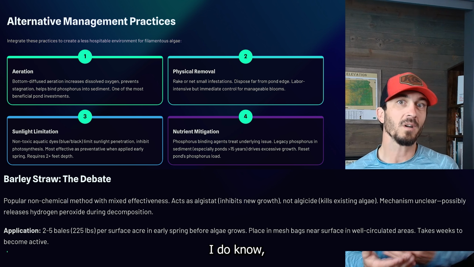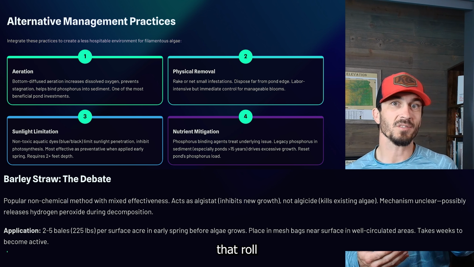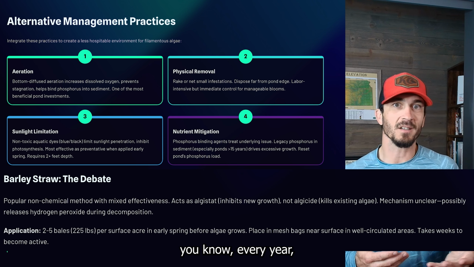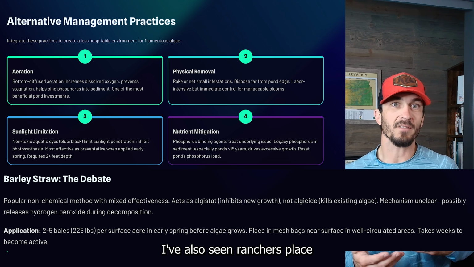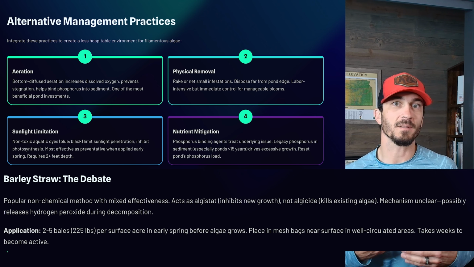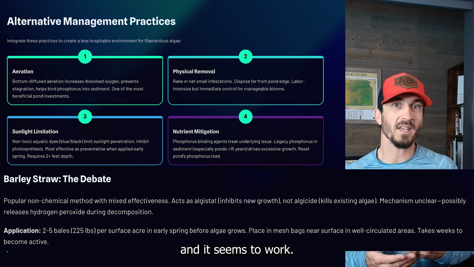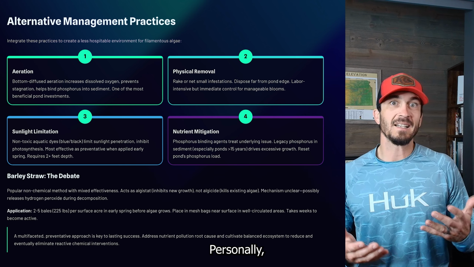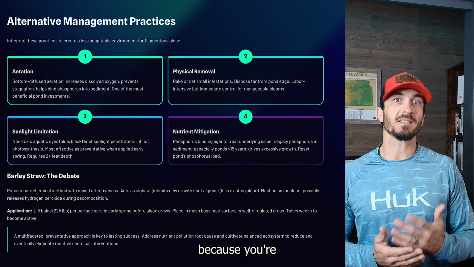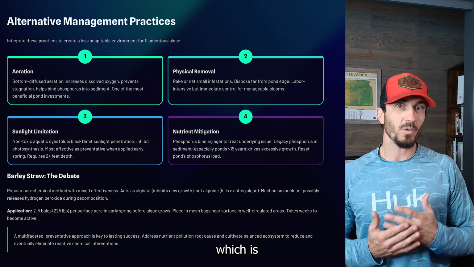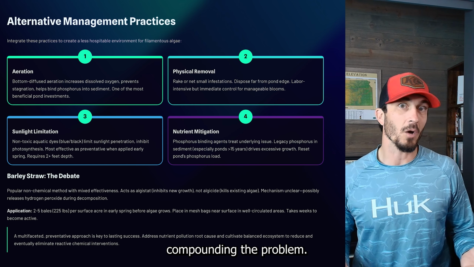I do know a lot of ranchers that roll big hay bales into their ponds every year, and they'll swear by it. I've also seen ranchers place small bales in their water tanks to control algae, and it seems to work. Personally, I don't recommend it because you're adding more nutrients to the pond, which is compounding the problem.